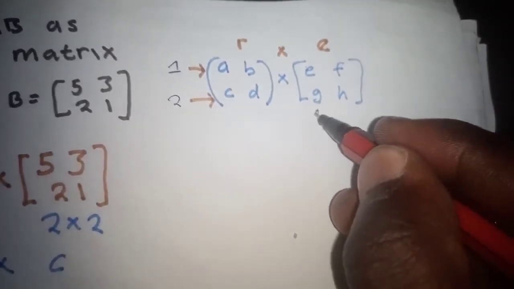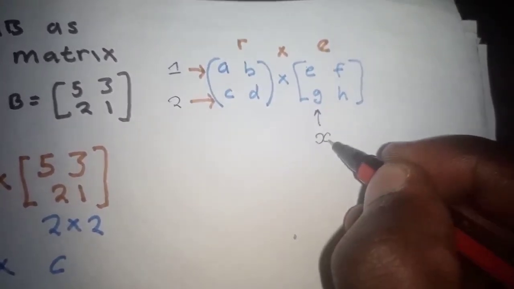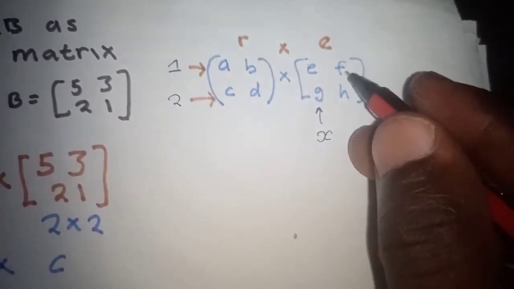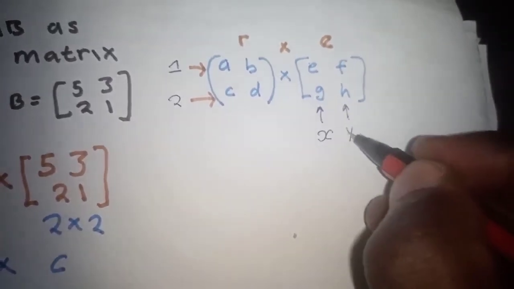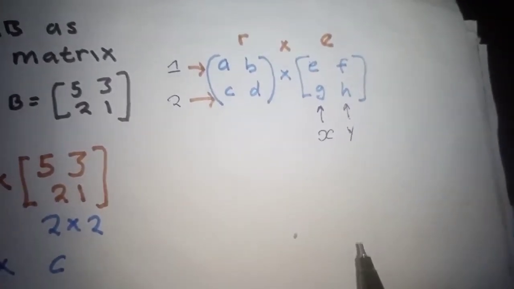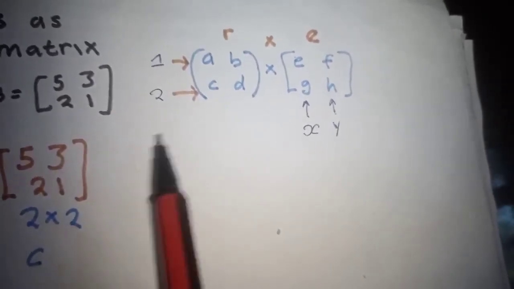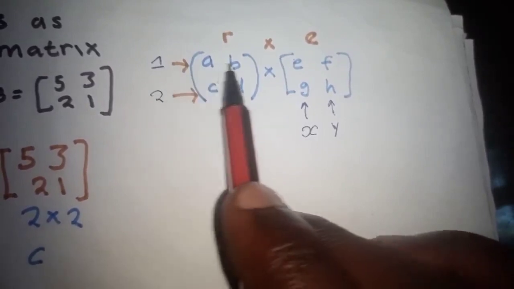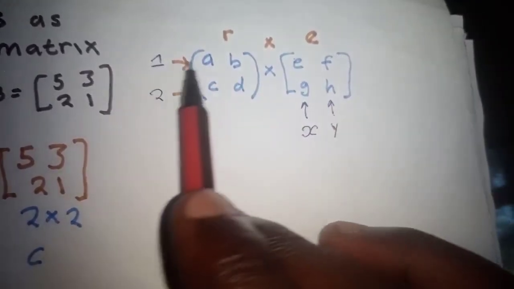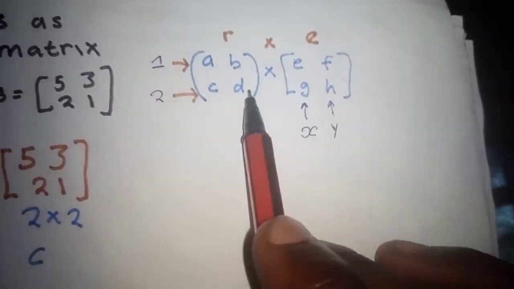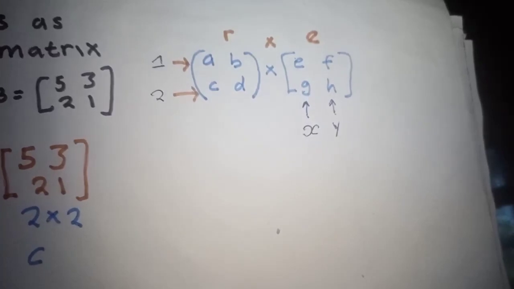Then here you've got columns. EG is a column, and I'm going to call it column X. FH is also a column, and I'm going to call it column Y. If you have two rows in the first matrix, you should also have two columns in the second. That's how you multiply these matrices.